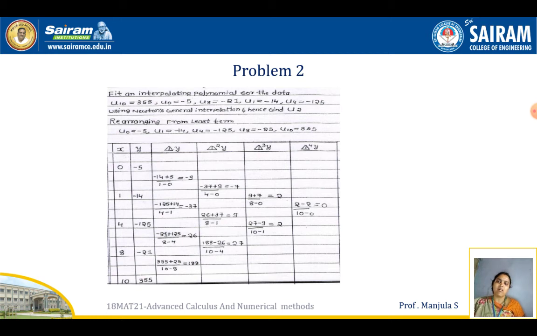So next is all the difference values: del y, del square y, del cube y, and del to the power 4 y, which we find with the help of the formula. First the del y values are -9, -37, 26, 188, and the del square y values are -7, 9 and then 27. Del cube y values are 2, 2. Del to the power 4 y is 0. After getting all these values, we have the difference table values.